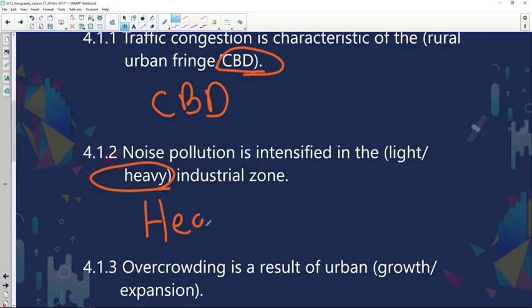The light industries, where do we find them? Usually in the transition zone, just around the CBD. So the correct answer over there is heavy.